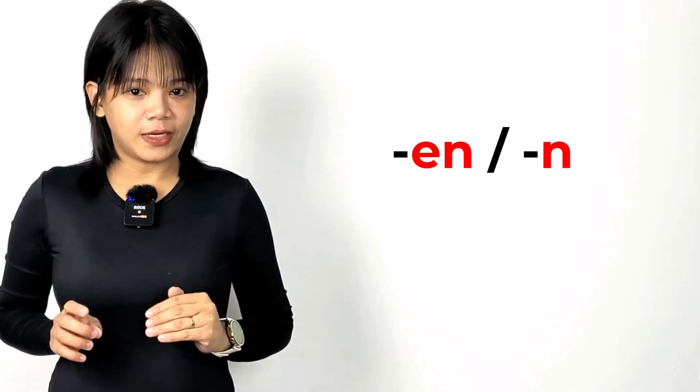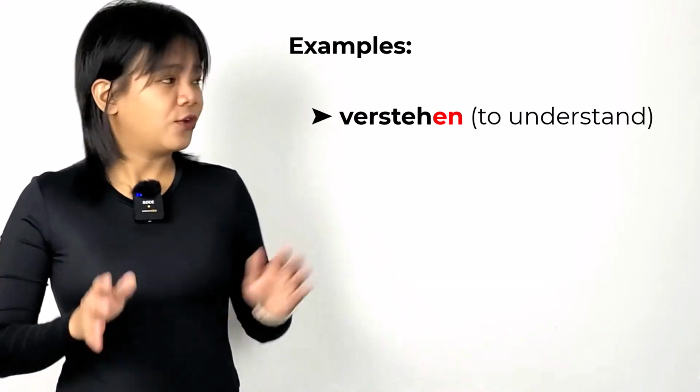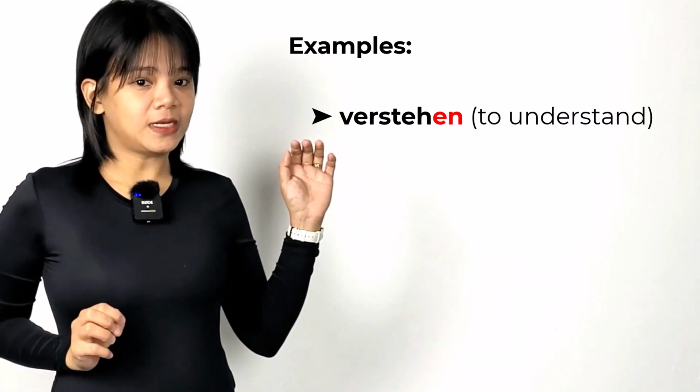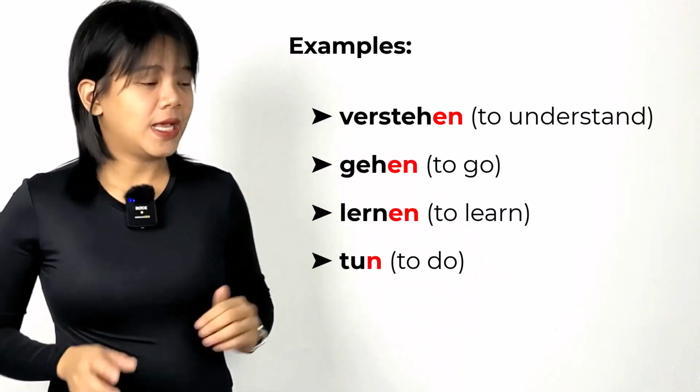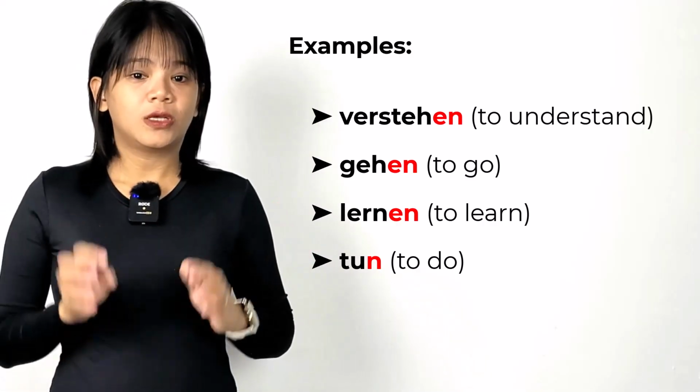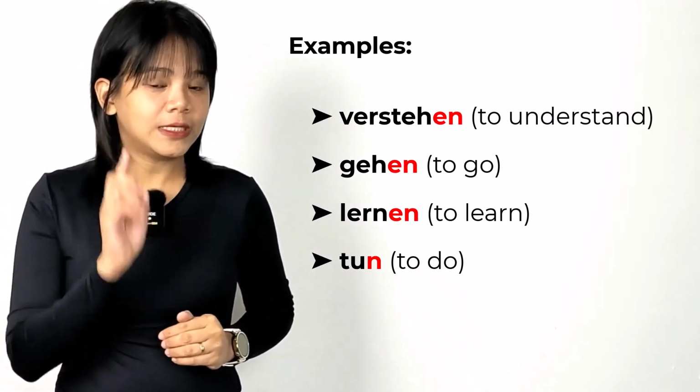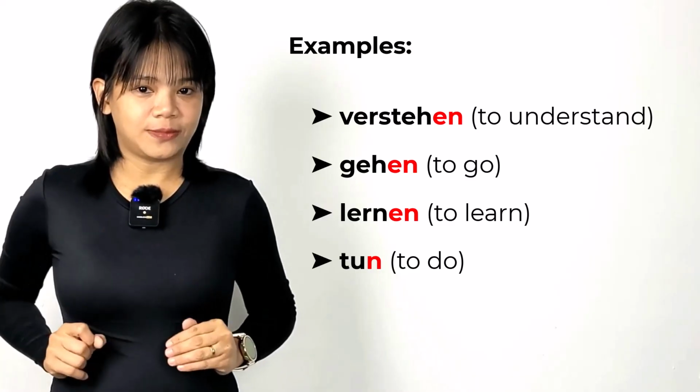Most German verbs in their infinitive form end with en or n. Some examples are verstehen, to understand; gehen, to go; lernen, to learn; and tun, to do. To conjugate regular verbs in the present tense, follow these steps.